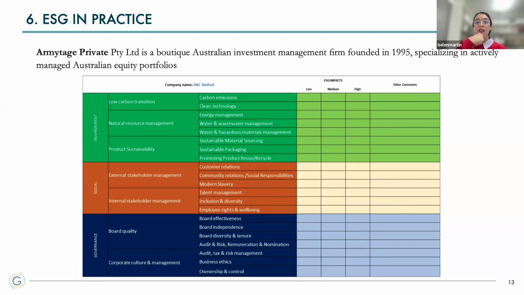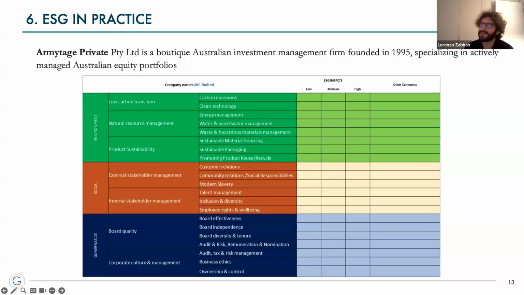So what do you think about this in comparison to the Rancilio ESG assessment tool? Do you think it differs a lot? Do you think it's similar? Do you think we could incorporate some elements from here, or could also lend to Armitage some of the framework ideas?